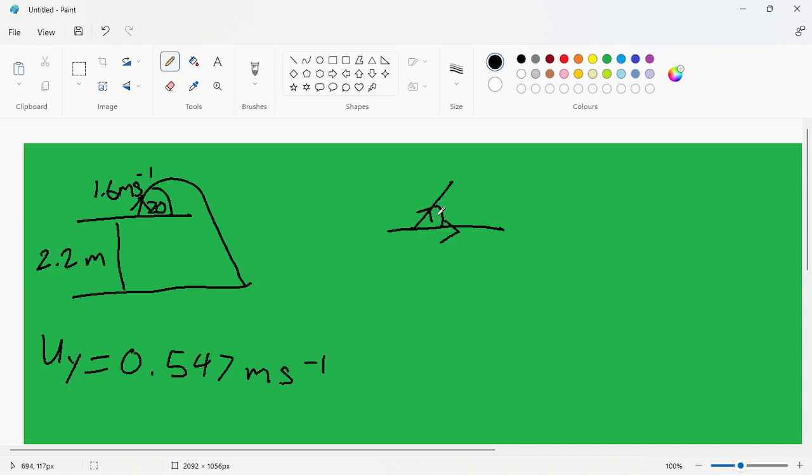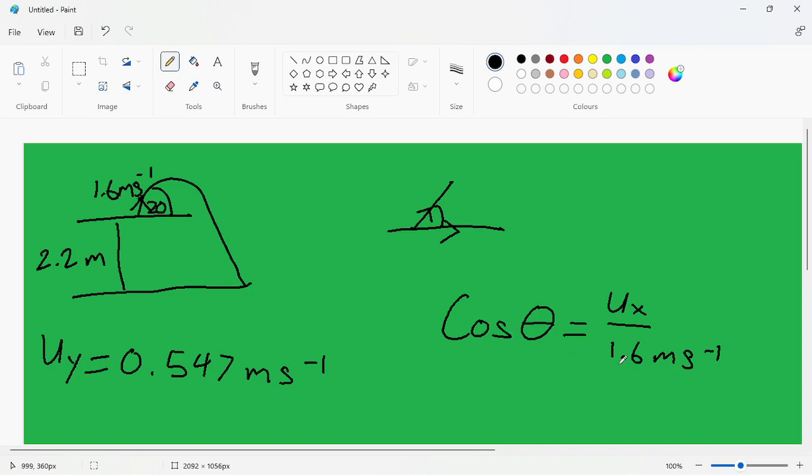And we also have the hypotenuse. So adjacent divided by hypotenuse is equivalent to cosine theta. So cos theta is equal to adjacent, which in this case is going to be ux, divided by the hypotenuse, which is 1.6 meters per second.